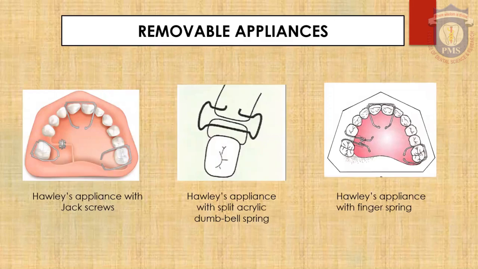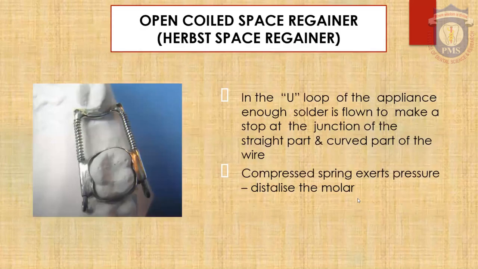The removable appliances essentially consist of a Foley's appliance that can be modified with a jack screw. By activating the jack screw, minor tooth movement can be made. Or it can be a Foley's appliance with split acrylic dumbbell near the posterior teeth. By opening the dumbbell, we can bring about minor tooth movement. Or a Foley's appliance with finger spring. Activating the finger spring can also bring about minor tooth movement, resulting in regaining of the lost space.